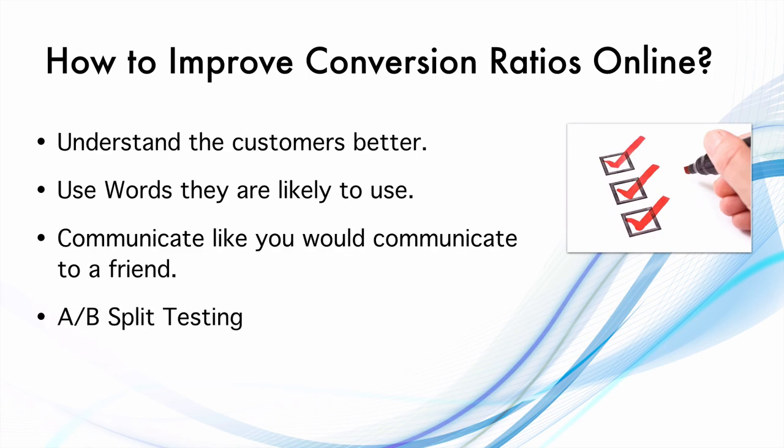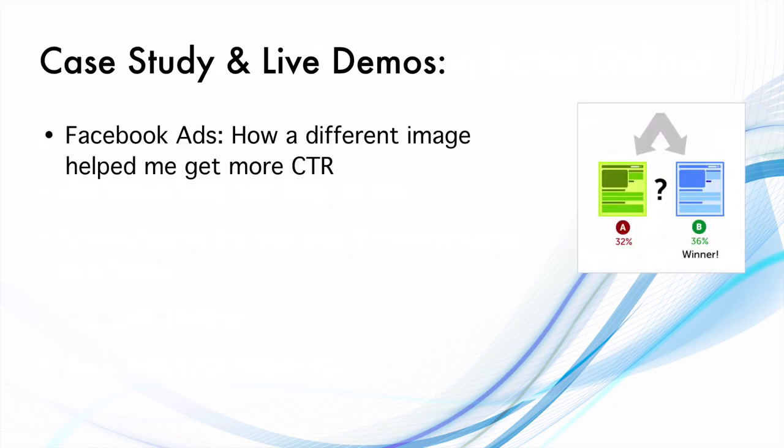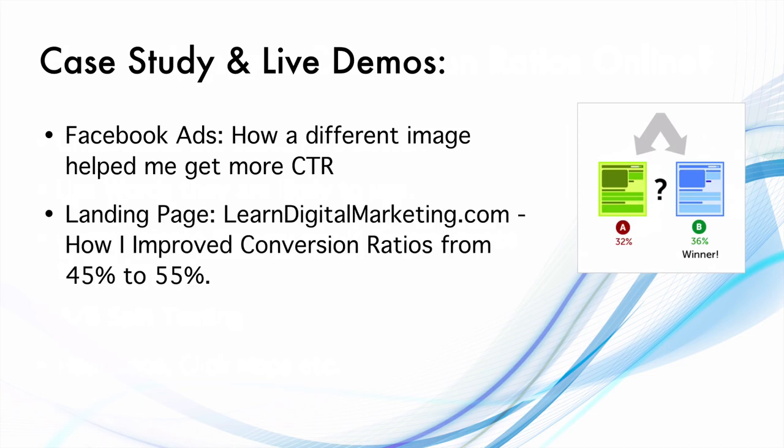And then there are a lot of digital marketing tools such as A/B split testing, heat maps, click maps, and so many online tools which will help you improve conversion ratios, some of which we will look at in this presentation with a live demo as well. We will look at a Facebook ad of mine where I improved the image and put a different image, and it helped me improve the CTR, which is click-through ratio.